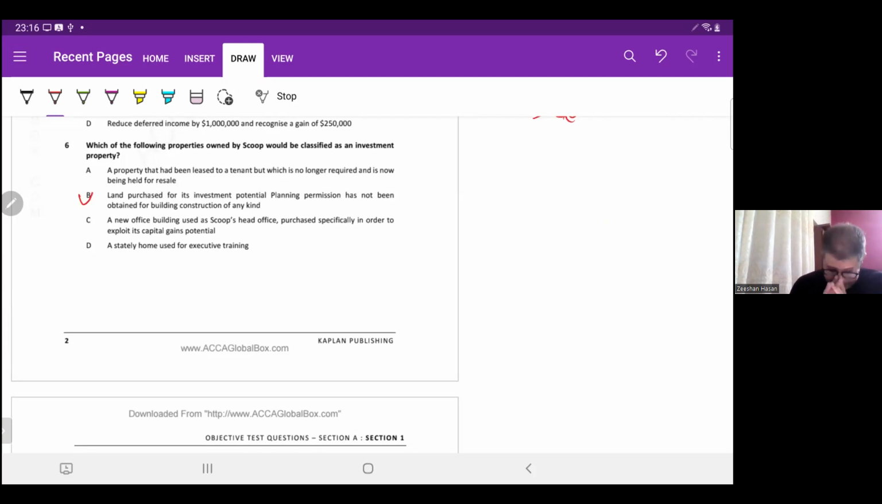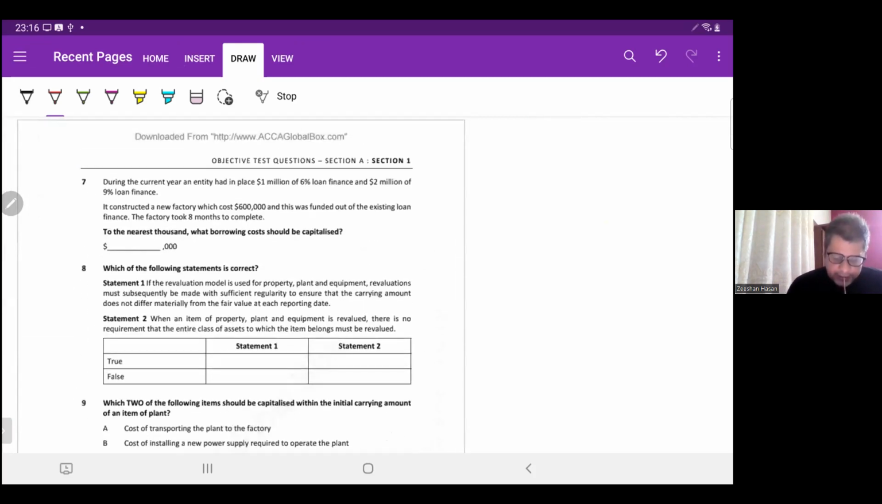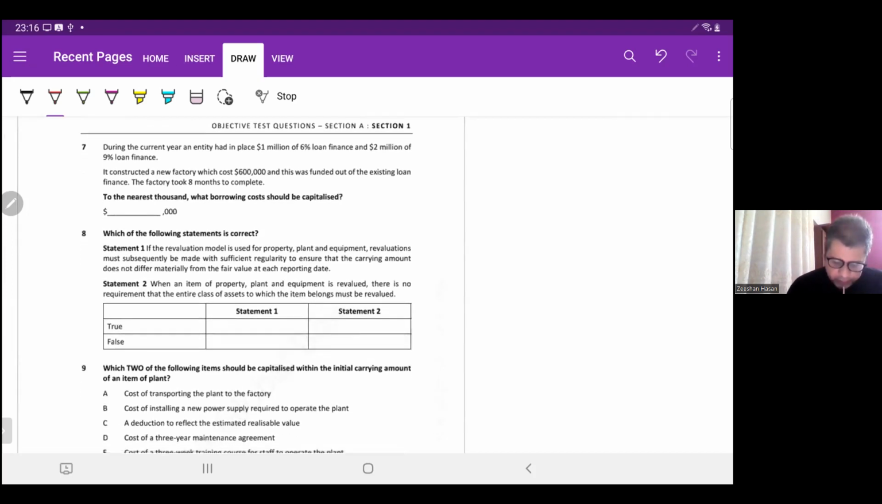Next question. During the current year, an entity had in place 1 million of 6% loan finance and 2 million of 9% loan finance. It constructed a new factory which cost 600,000, and this was funded out of the existing loan. The factory took 8 months to complete. To the nearest thousand, what borrowing cost should be capitalized?